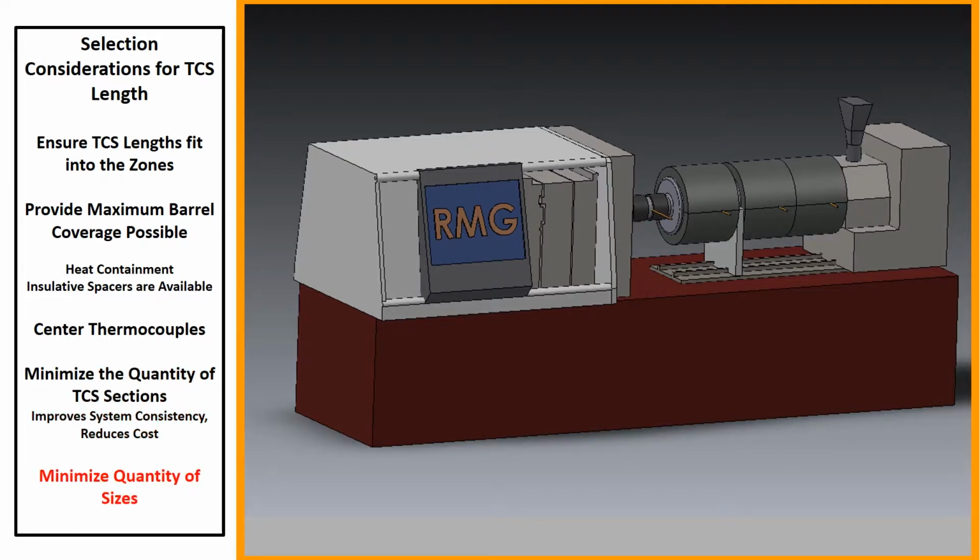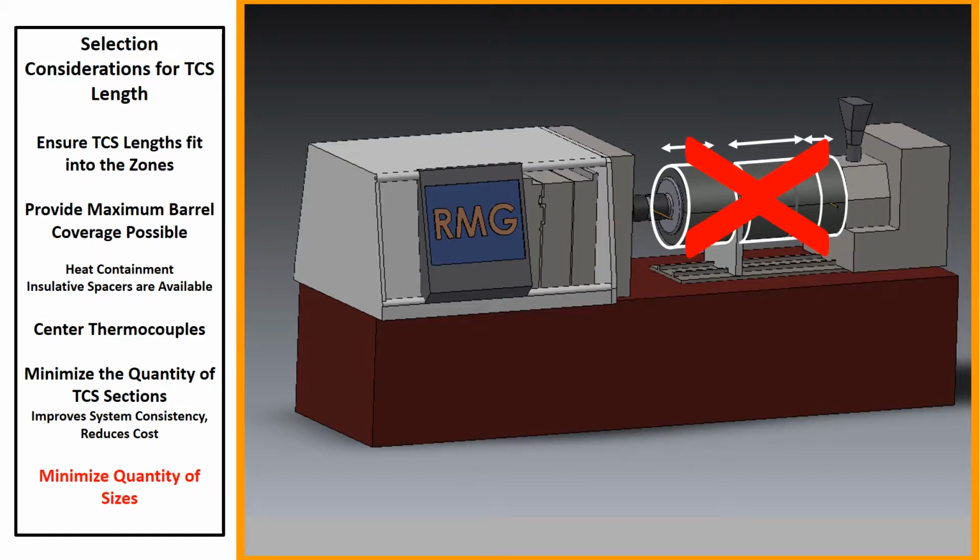It is also best to minimize the quantity of different sizes used on any given system. In this example, all 3 zones are identical in length. However, in many cases it would be just as easy to use several different lengths. But again, that would not be the best approach, because using identical parts simplifies the system and reduces the need for spares.